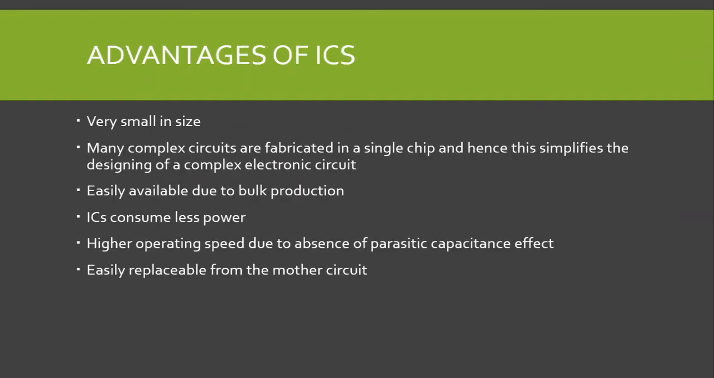Now there are many advantages of integrated circuits over discrete components. The first advantage is they are very small in size. The second advantage is that many complex circuits are fabricated in a single chip, and this simplifies the design process. They are also easily available because they are mass manufactured or bulk produced. They consume very less power. Their speed is very high, so they have high operating speed because of the absence of parasitic capacitance effect, and they are easily replaceable from the motherboard.